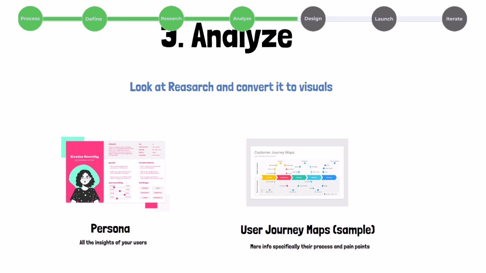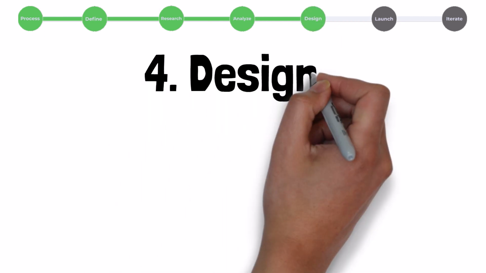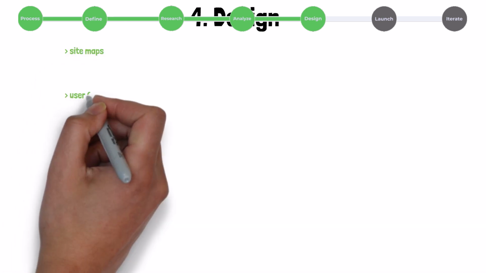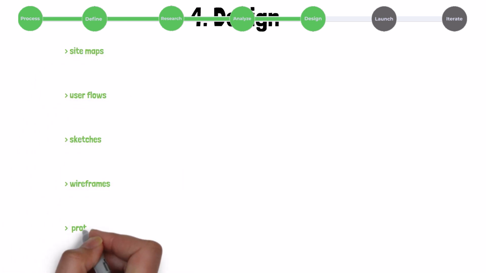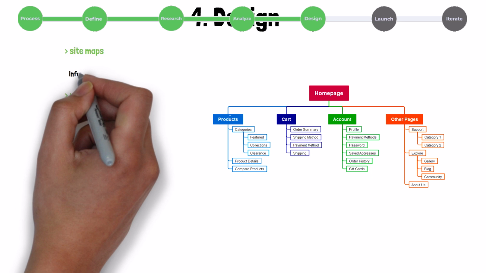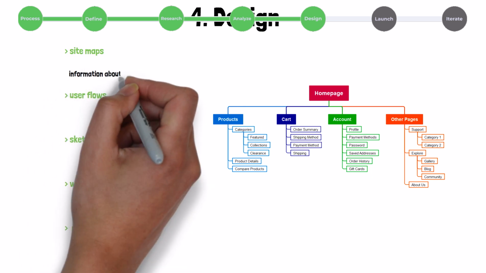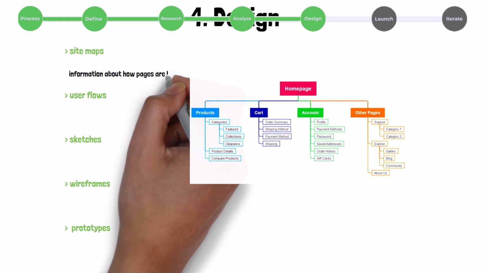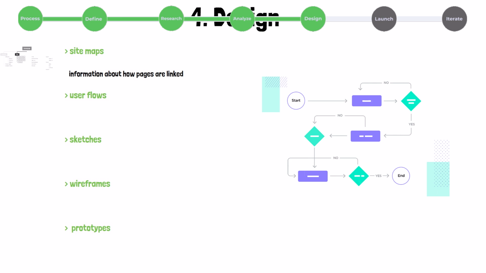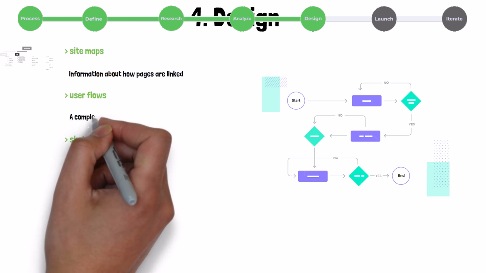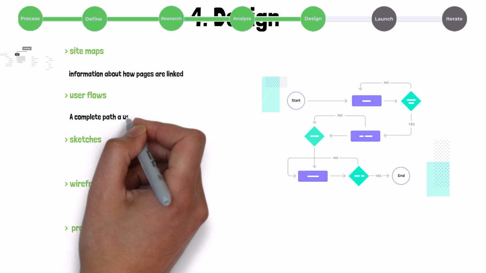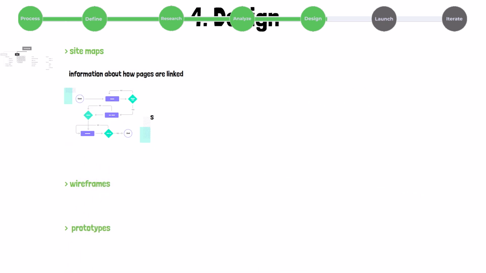Now we have number 4, design. Finally, we design. In this step, you can create sitemaps, user flows, sketches, wireframes, and prototypes. Basically, sitemaps are the information architecture of your product, like how the pages are connected, while user flow is a more in-depth view of your product. It describes what page it will go to if you click this. It's a complete path a user takes.